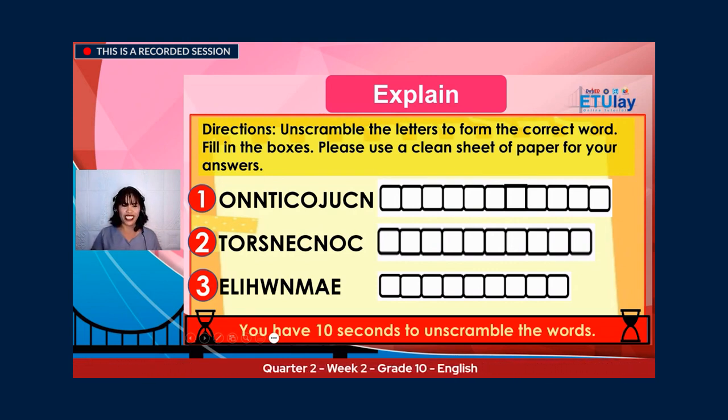For our directions, unscramble the letters to form the correct word. You are going to unscramble the letters here and form the correct word. You need to fill in the boxes and please use a clean sheet of paper for your answers. For number 1, I hope you can see. Or you may write it down, wanderers.